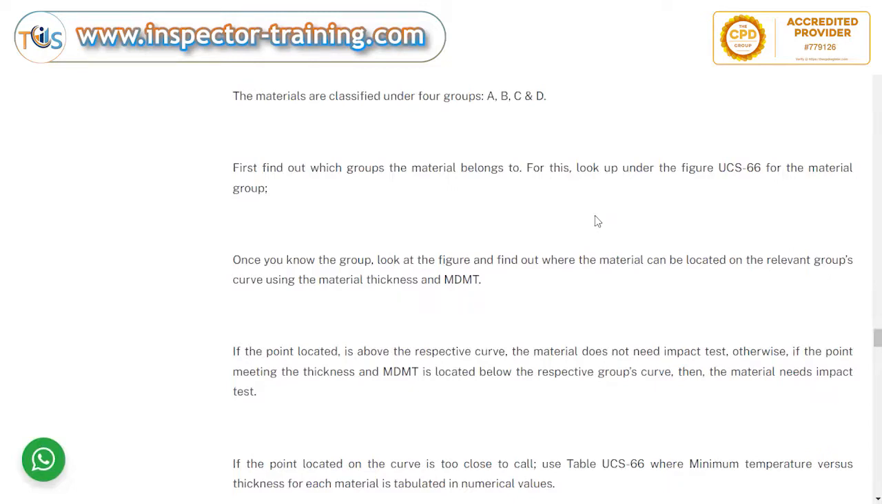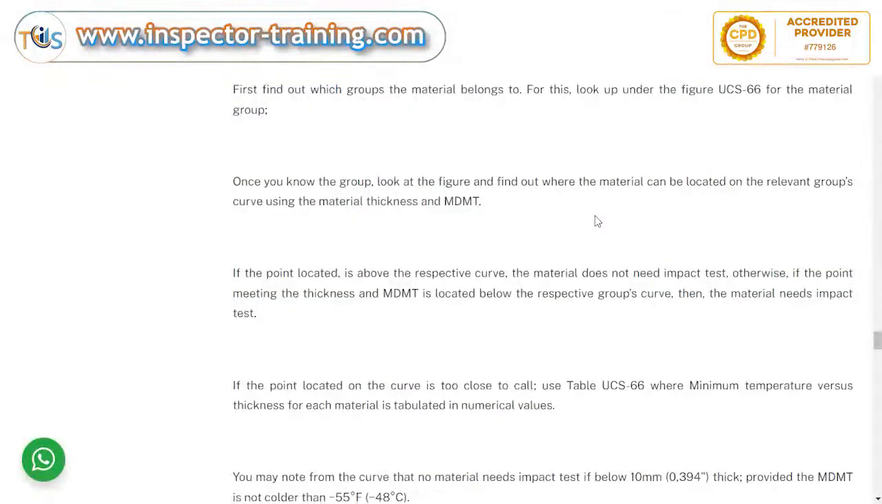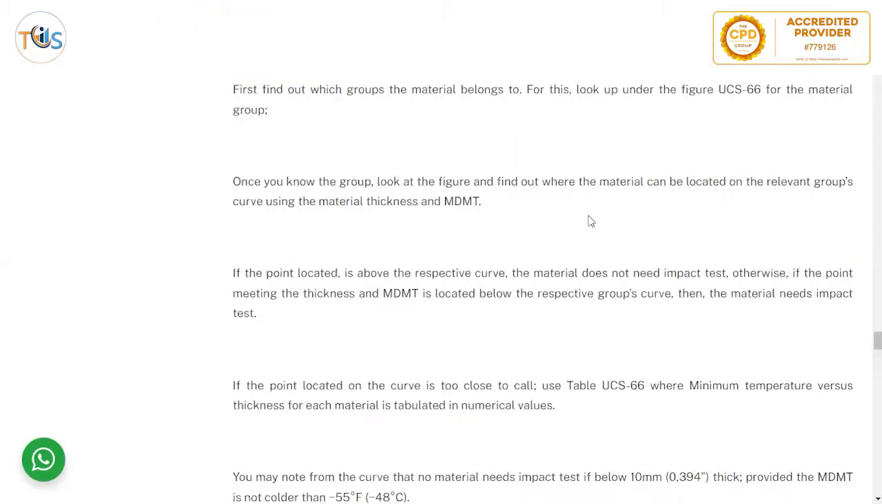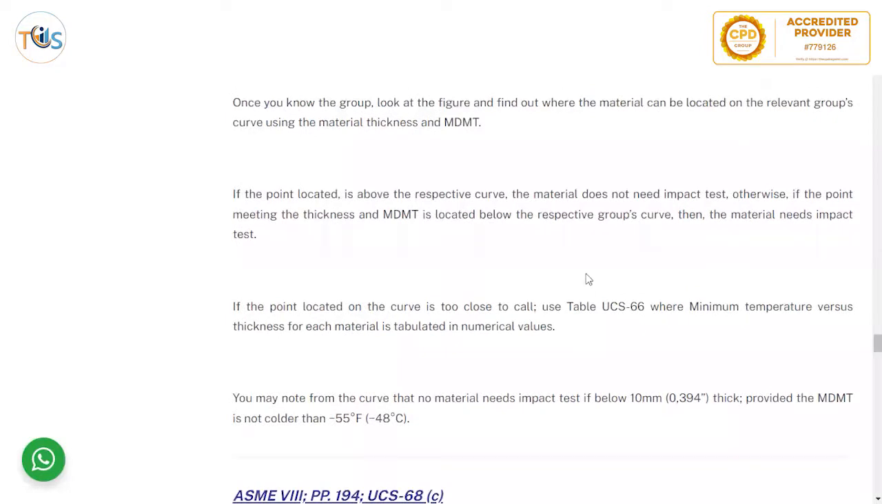So they will tell you what material it is. First, you find a group. Once you know the group, look at the figure and find out where the material can be located on the relevant group's curves based on the material thickness they have given and the mean design metal temperature. One axis shows, say, the x-axis, the thickness, and the vertical one shows the MDMT. Then you know the material group, you get the points, you know x-axis, you know y, so you know where the point is located on the curve.